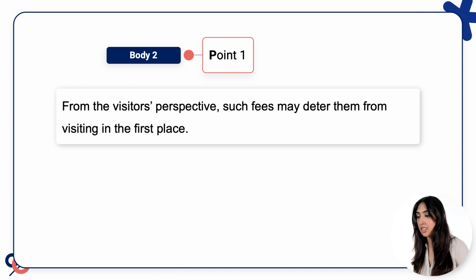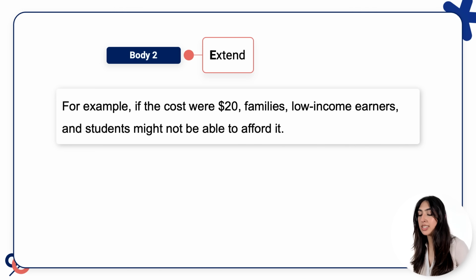Here's our first disadvantage. From the visitor's perspective, such fees may deter them from visiting in the first place. This is also an example of a complex sentence, which is a great way to boost your score in grammatical range and accuracy. Look at how we extend upon our first point by giving an example. For example, if the cost were $20, families, low-income earners, and students might not be able to afford it.